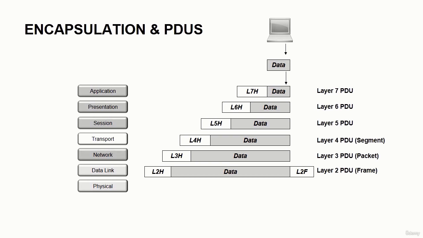The PDUs at layers 4, 3, and 2 have specific names that you'll need to remember, and those names are segment, packet, and frame, respectively.